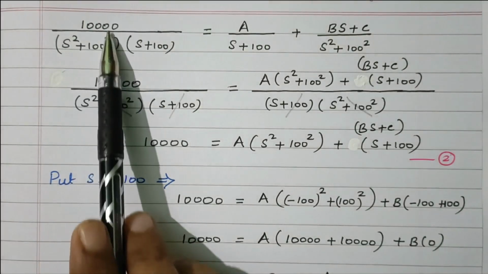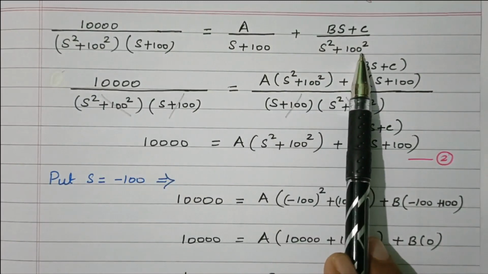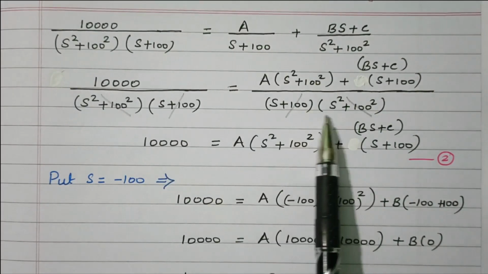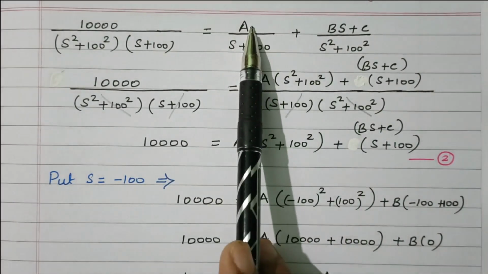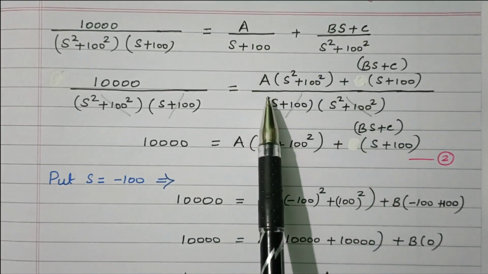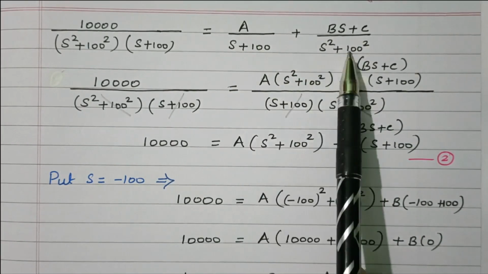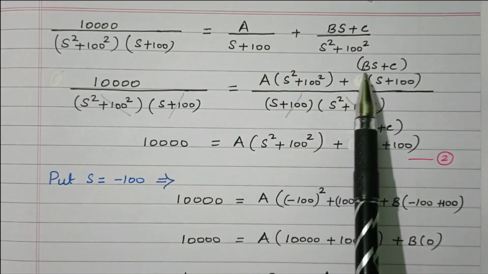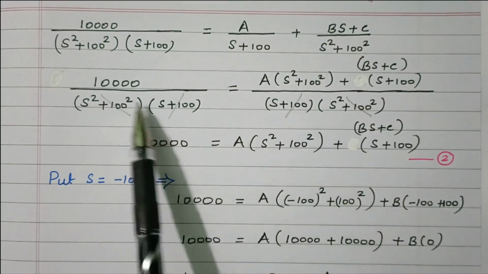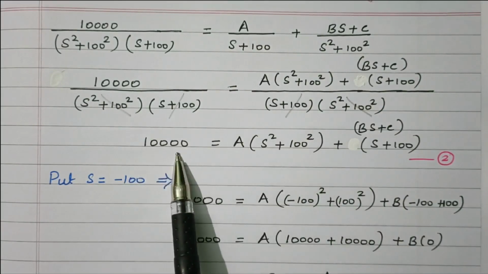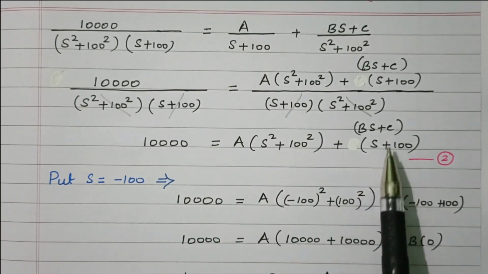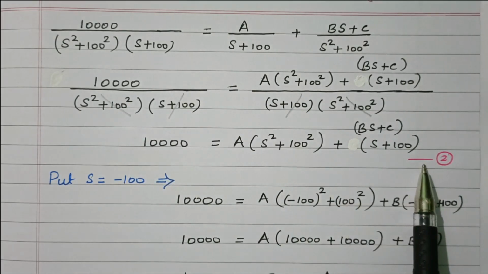So this is equation 1 written in the partial fraction technique. Both are the same. Now we'll take the LCM on both sides. This term is multiplied with A. This term is multiplied with Bs plus C, because here only one term is available. So A into s square plus 100 square, plus Bs plus C into s plus 100. Now these two terms are available on both sides, so they cancel. So 10,000 equals A of s square plus 100 square plus Bs plus C into s plus 100. I will call this equation number 2.